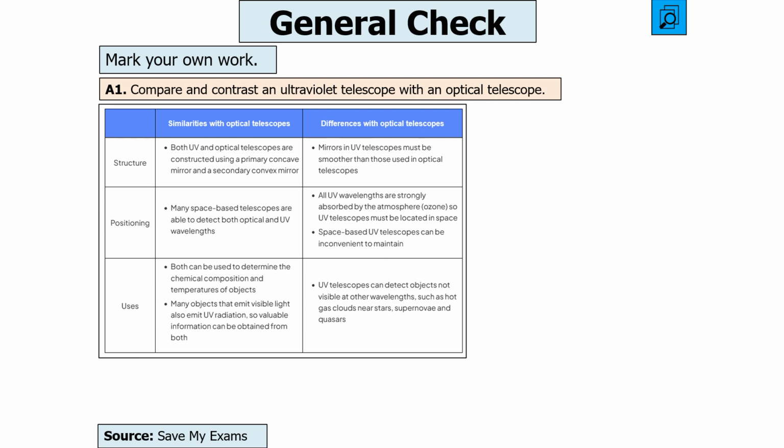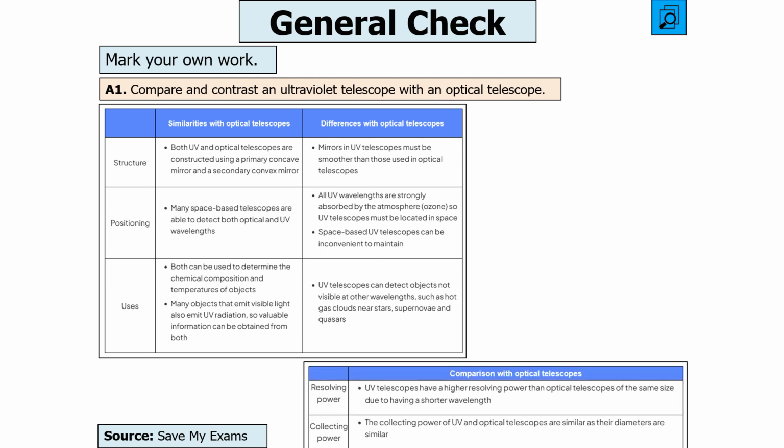Now, in terms of uses, both can be used to detect the chemical compositions and temperatures of objects. And many objects that emit visible light will also emit ultraviolet radiation, so you can get information on the object from both telescopes. Now, UV telescopes can detect objects not visible at other wavelengths, such as very hot gas clouds near stars, supernovae explosions, and quasars.